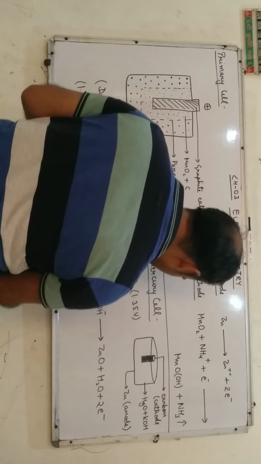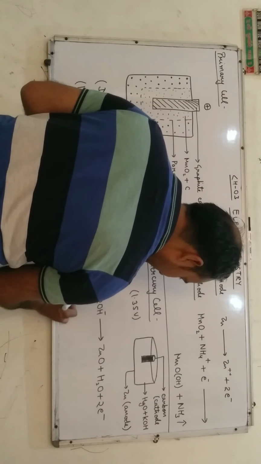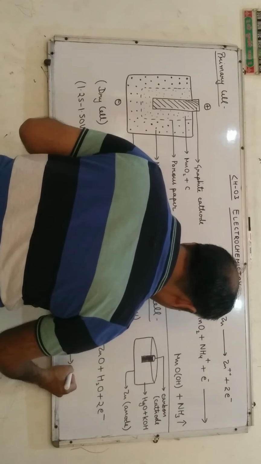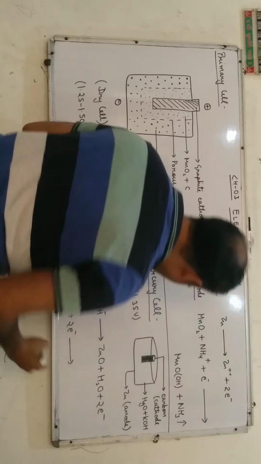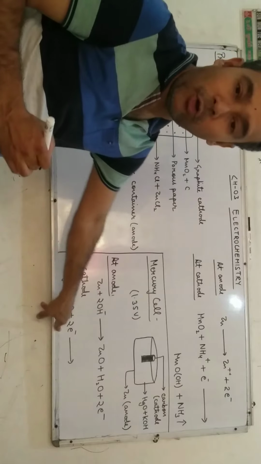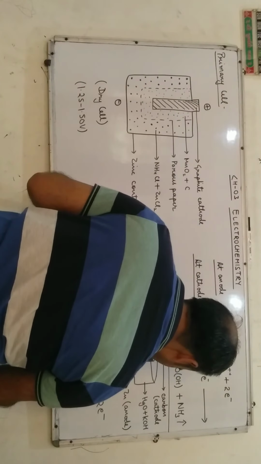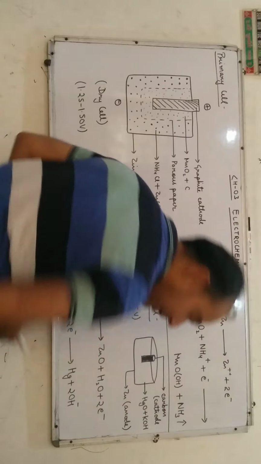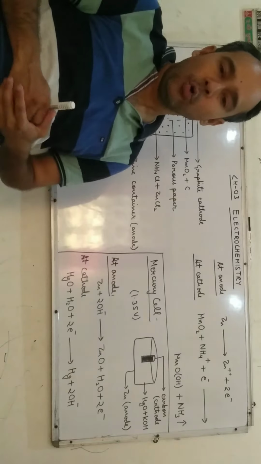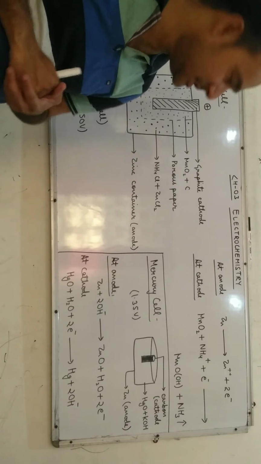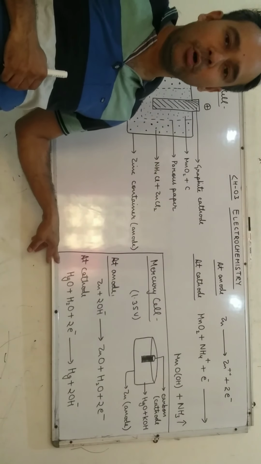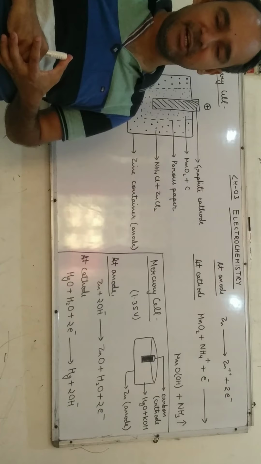At cathode we have HgO, mercury oxide, which combines with water and 2 electrons to give mercury along with 2 OH negative ions. For the overall reaction we should add the reactions at anode and cathode. Here one question may be asked in board examination: why does the mercury cell give constant voltage throughout its life? Because the overall reaction does not contain any ion whose concentration is affected.